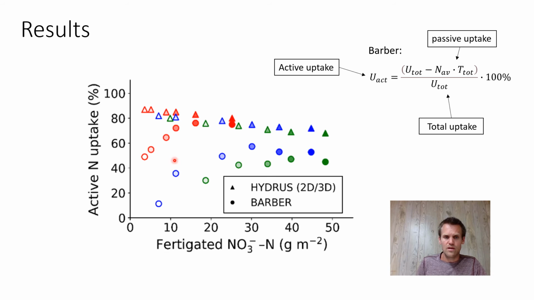Whereas in the Hydrus model, the prediction was that the active uptake would increase with reduced nitrogen fertigation. This is due, we believe, to the fact that in the Hydrus model we have a spatio-temporal consideration of the nitrogen distribution in the root zone, which isn't included in this formula. This is used as a single concentration for the root zone, which of course is not accurate.